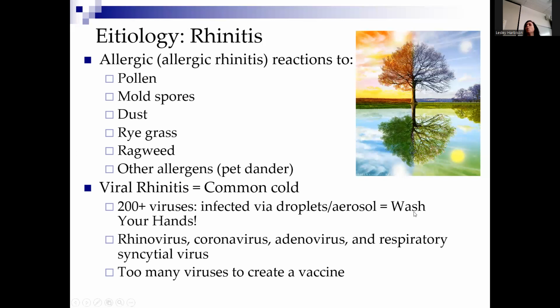This is kind of old hat from the past couple of years. We've heard nothing but how to protect yourself from viruses. Rhinoviruses, coronaviruses, adenoviruses, and RSV, respiratory syncytial virus, are the most common, constantly mutating and circulating. In general, you can't vaccinate for a common cold because of its incredibly high mutation. So there's never been a vaccine for RSV.